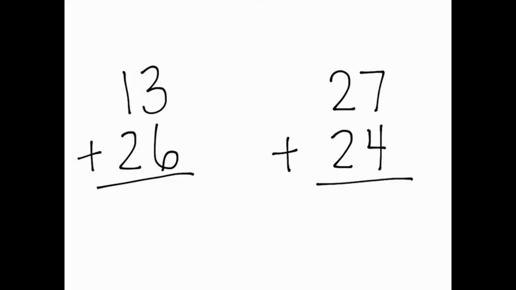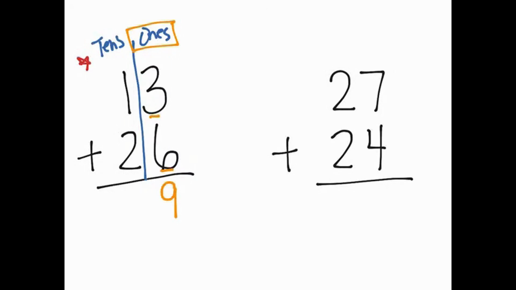Let's take a look at 2 more. If we start at the one on the left, 13 plus 26, I'm going to separate my tens and my ones. So I have my tens column and my ones column. I know that when I add, I always start with my ones. So 3 plus 6 is 9. Then I go over to my tens. 1 plus 2 is 3. So 13 plus 26 equals 39.